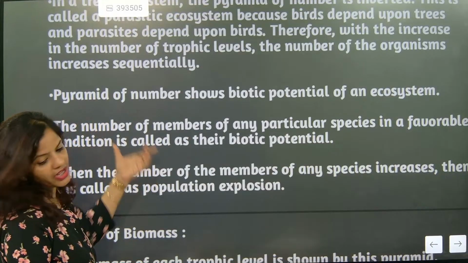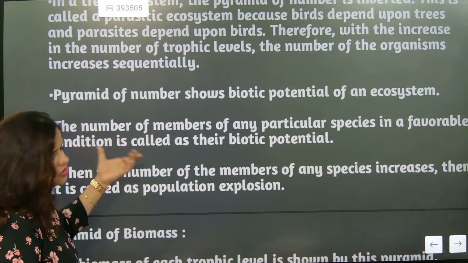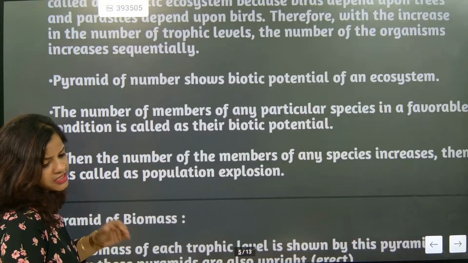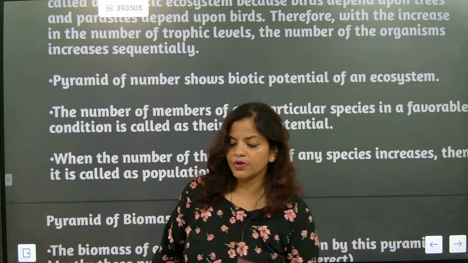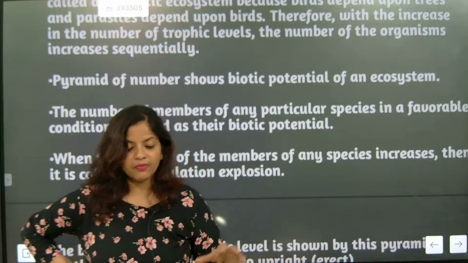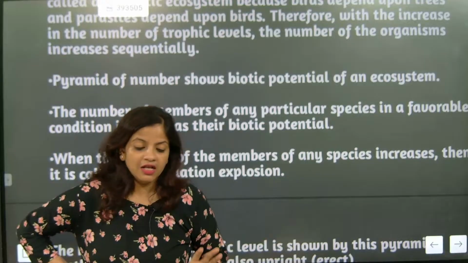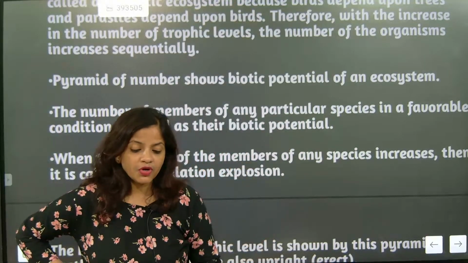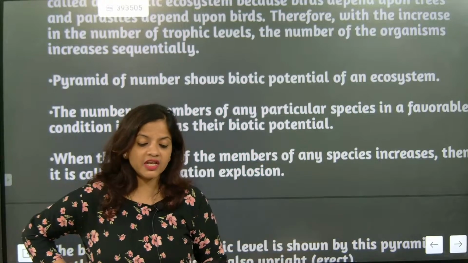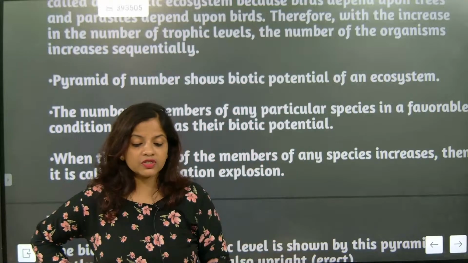If we talk about the number of members of a particular species in a favorable condition, then it is considered as its biotic potential. Like, if I talk about birds, just take peacock. I will say that the specific species of peacock is thousands in number in that area. So definitely, that becomes the potential of peacocks. What is the potential here? A thousand peacocks in one specific area. That means the potential of their species is higher in that area. That's why it is called biotic potential.